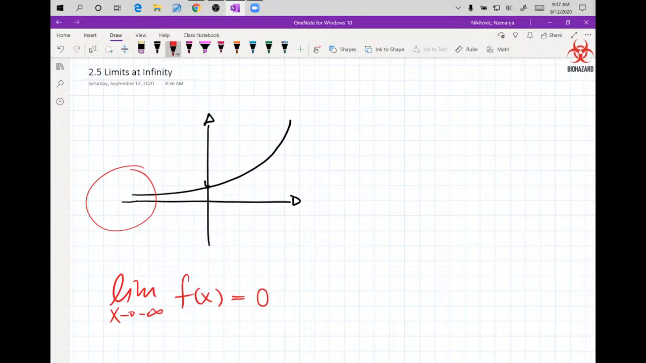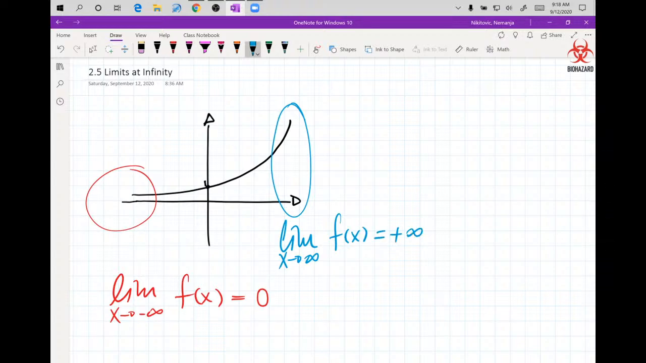And then we have the other side, which is this blue side here, and that one would be the limit as x goes to positive infinity of f of x, and the answer is actually positive infinity in this case, because you can see that this one is going up to positive infinity as x on the x-axis is going out to positive infinity as well.